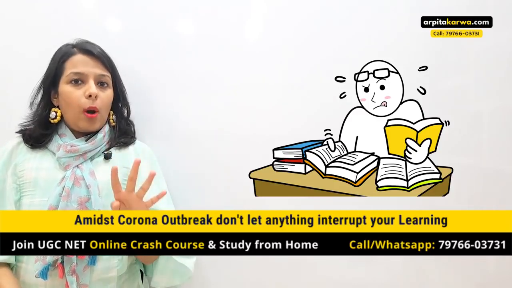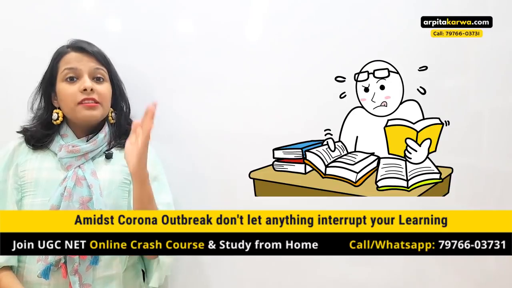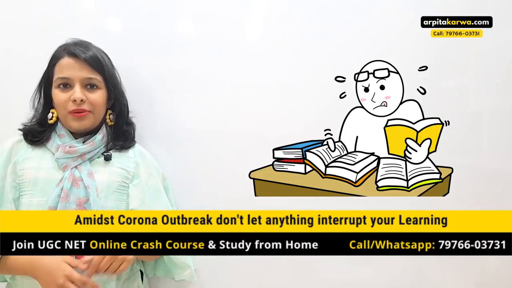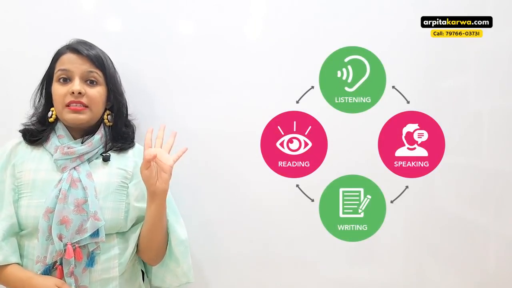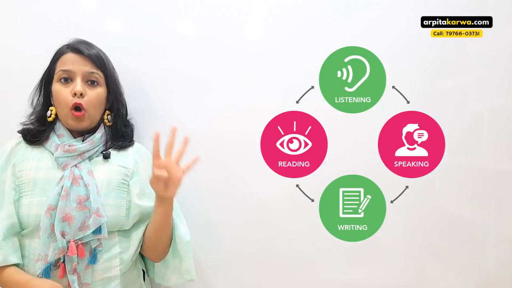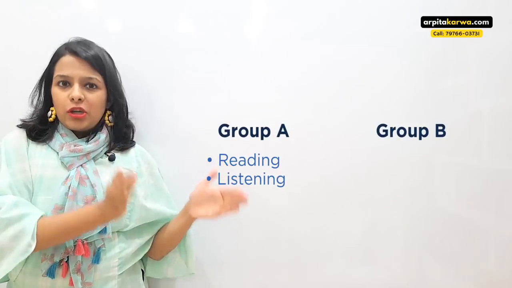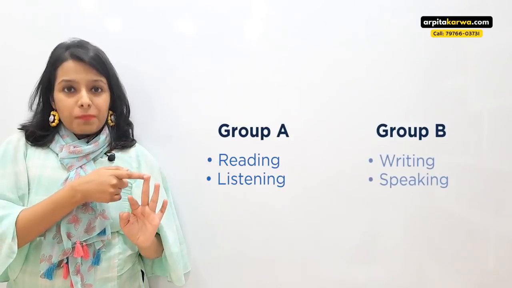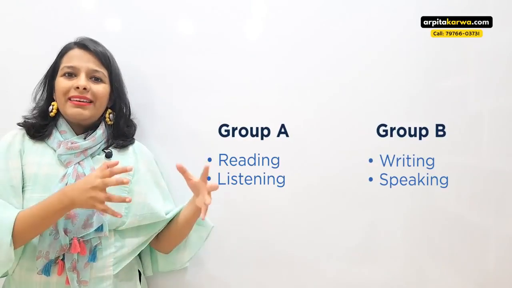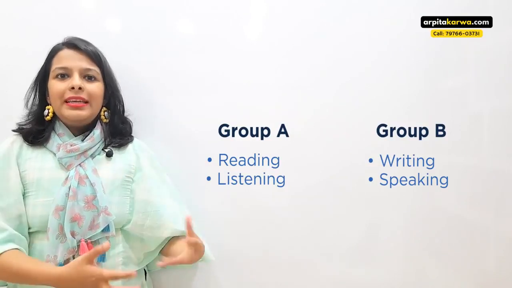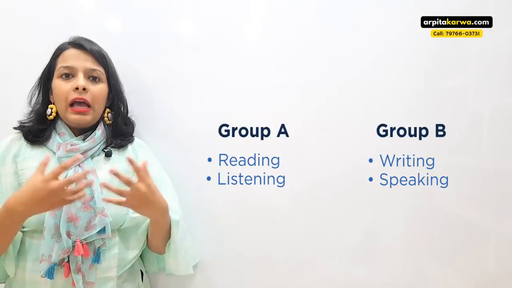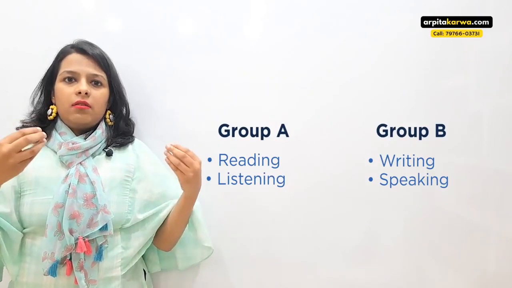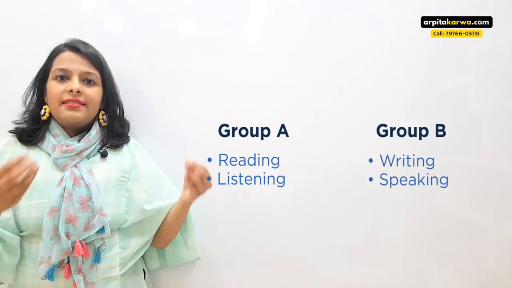There are four major components of any language, and this applies specifically in case of English language. First is reading, second is writing, third is listening, and fourth is speaking. These are the four major components of language. Now, reading and listening can be grouped together, and writing and speaking can be grouped together. By reading and listening, you mostly learn language, learn new words, learn new phrases, and you understand how language is spoken or how sentences are formed.